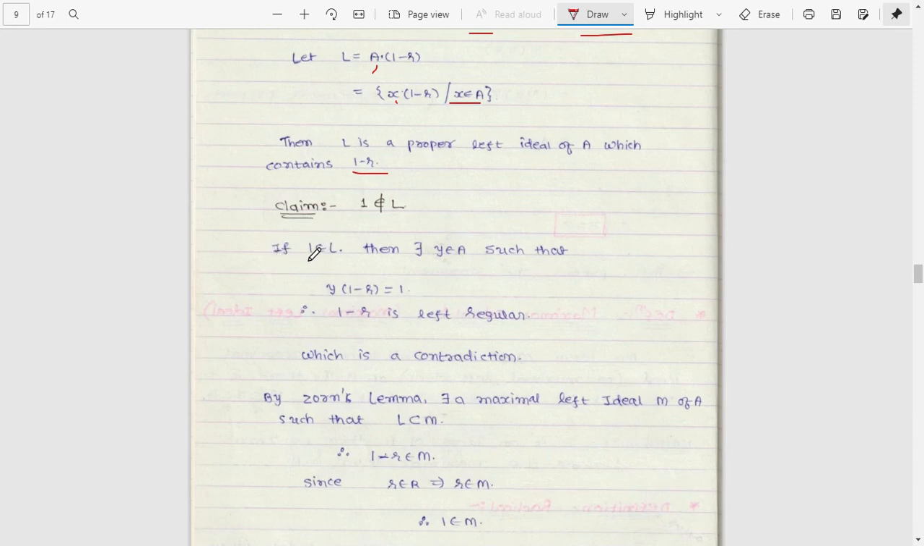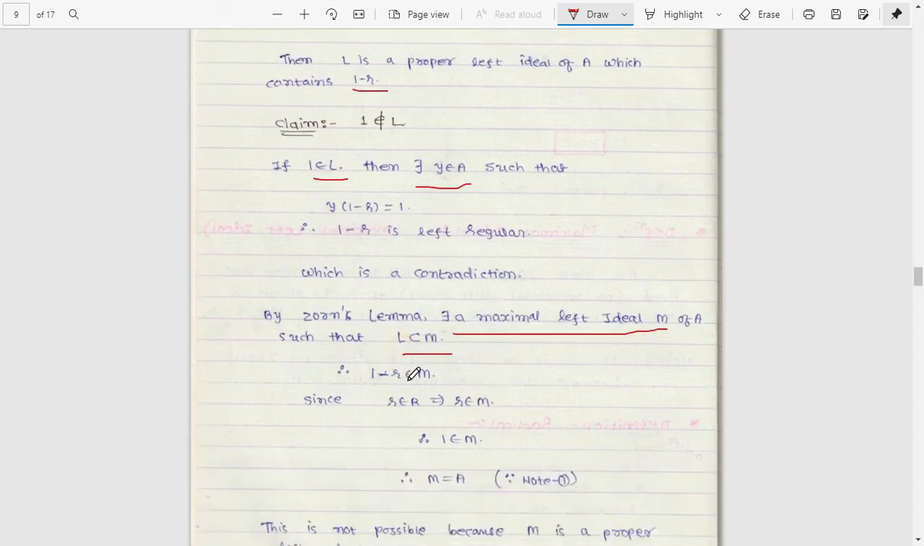Here we suppose if 1 belongs to L, then there exists y belongs to A such that y into 1 minus r is equal to 1. So 1 minus r is left regular, which is a contradiction to the fact that by Zorn's lemma there exists a maximal left ideal M of A such that L is a subset of M.